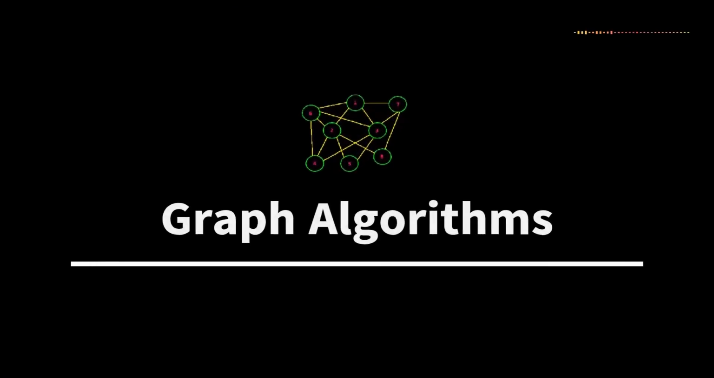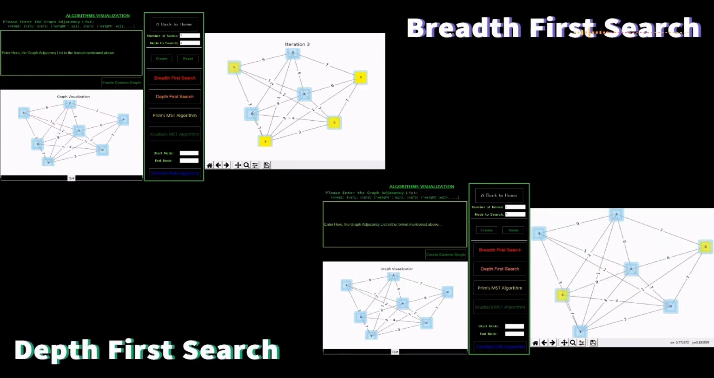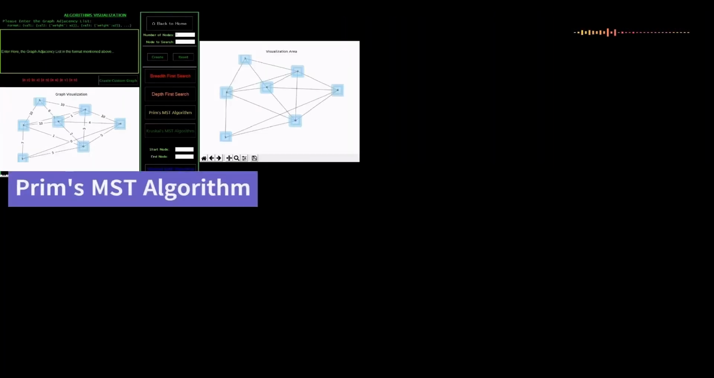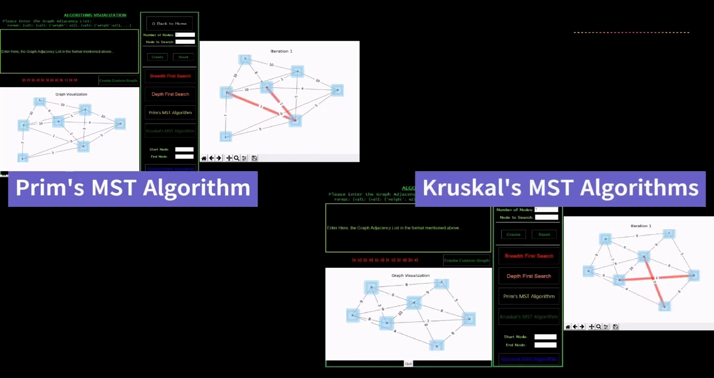Now let's take a look at some graph algorithms. Users can visualize the BFS and the DFS algorithm to search for a node in a given graph. We've also got the Prim's and Kruskal's MST algorithm. These algorithms are used to find a minimum spanning tree in a given graph.